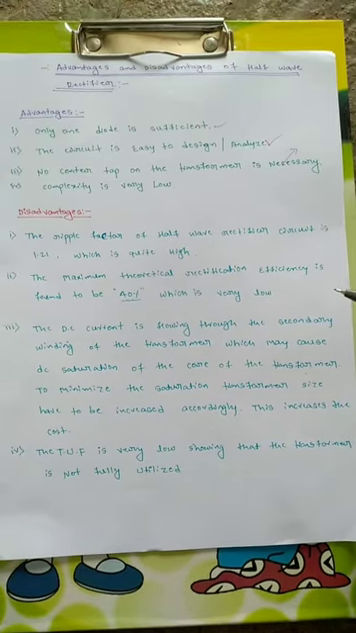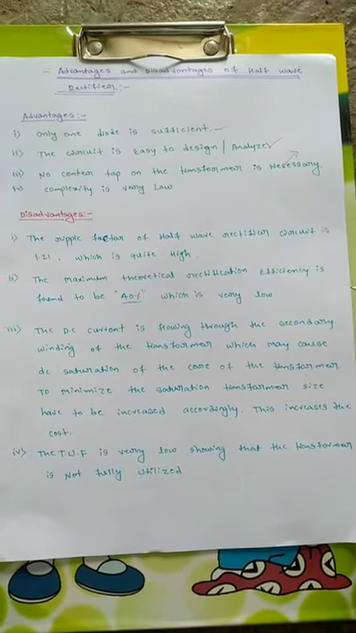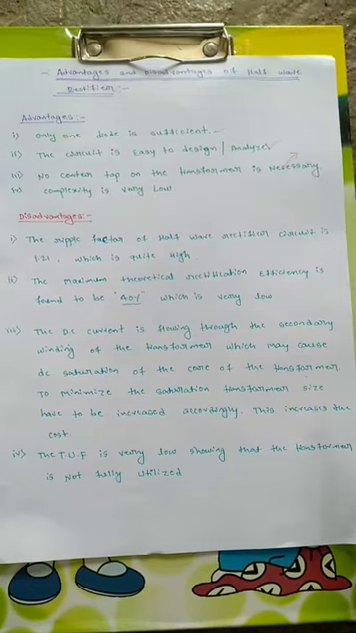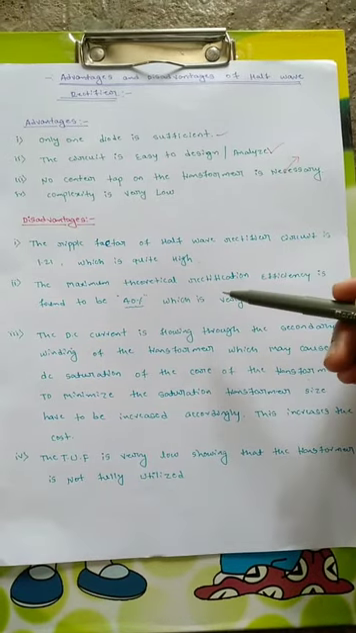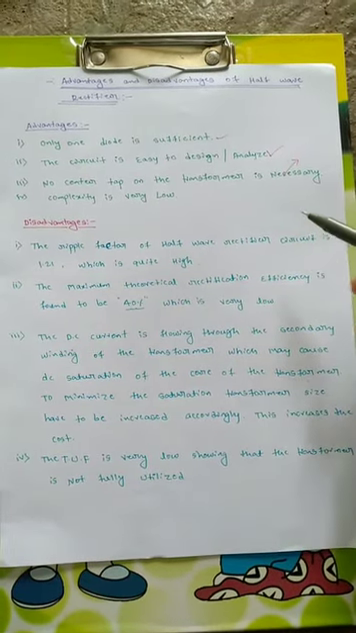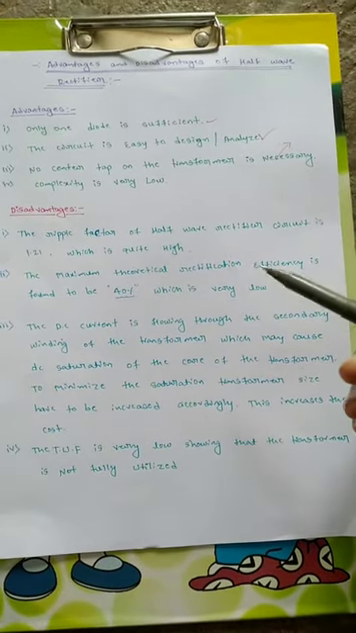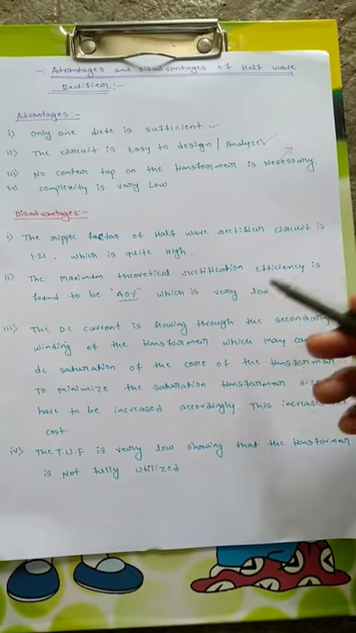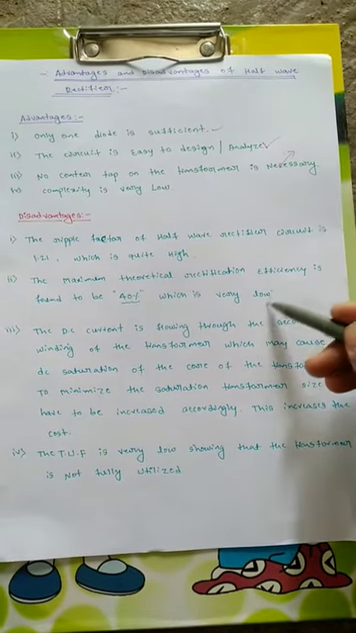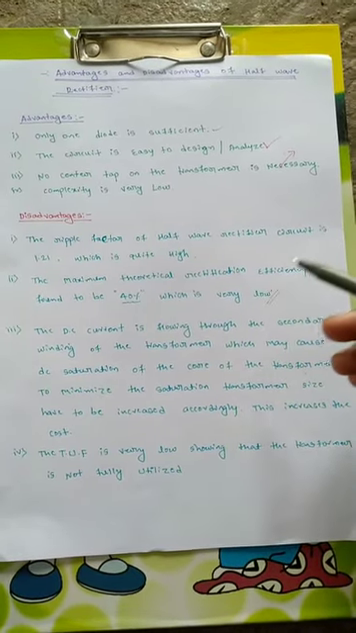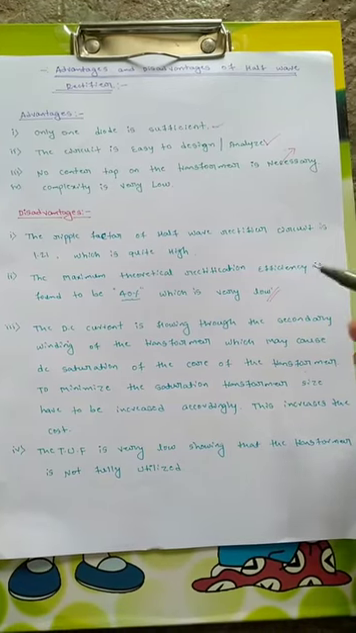Now coming to the second point, the maximum theoretical rectification efficiency is found to be 40%. So out of 100, the efficiency is 40, meaning only 40 out of 100 cycles get rectified. This is a very poor efficiency which cannot be tolerated. So in practical situations the half wave rectifier can't be used in real life.